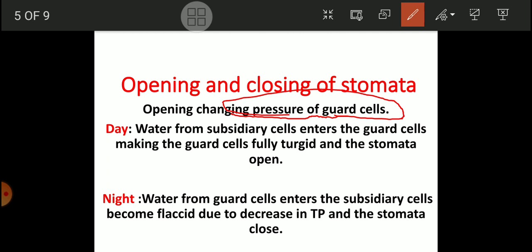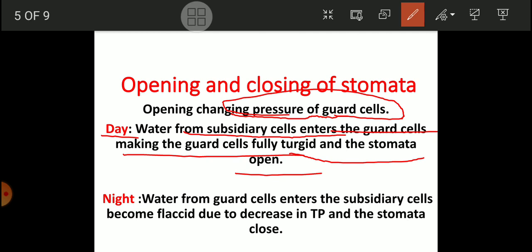So at daytime what happens actually is that water from the subsidiary cells enters the guard cells, making the guard cells fully turgid and the stomata open, meaning the stoma remains open.